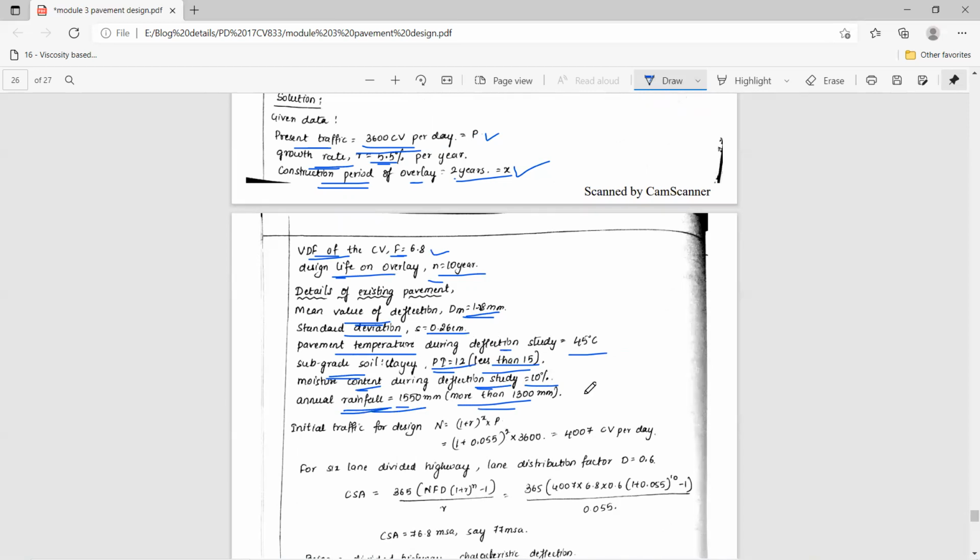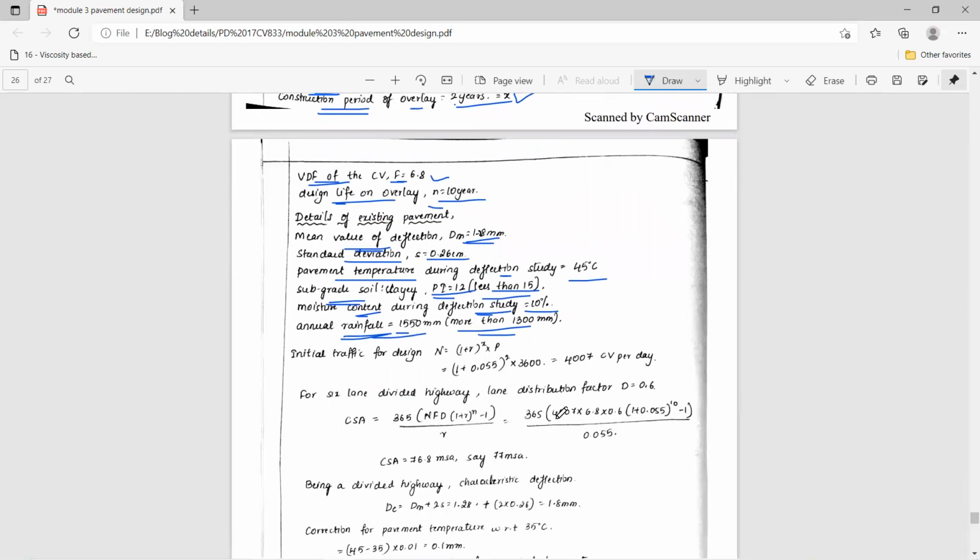Now, first we will calculate the million standard axles, that means first we will calculate the traffic. How do you calculate the traffic? First, calculate the initial traffic for the design by using the formula N = P(1 + R)^X, where X is the construction period, that is 2 years, R is the growth rate 0.055, and P is the initial traffic, 3,600. Therefore, it comes to a total of 4,007 commercial vehicles per day.